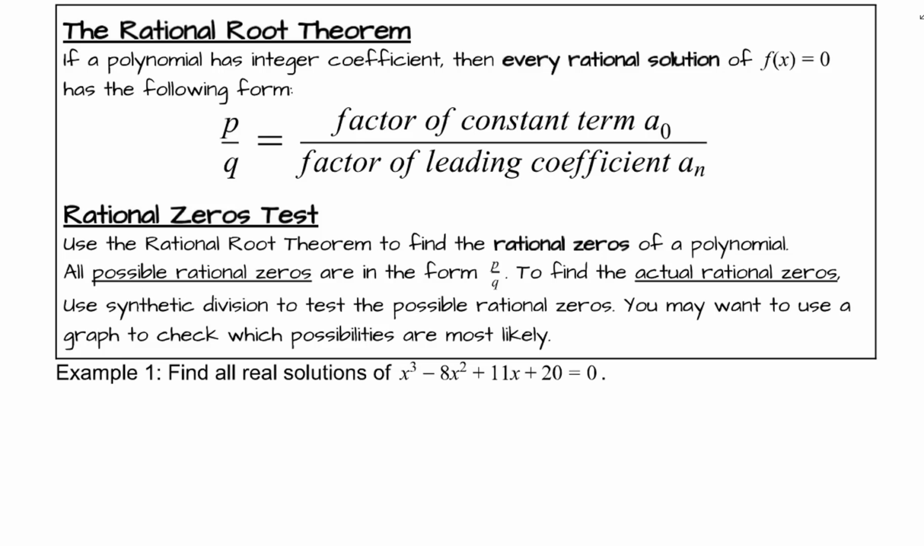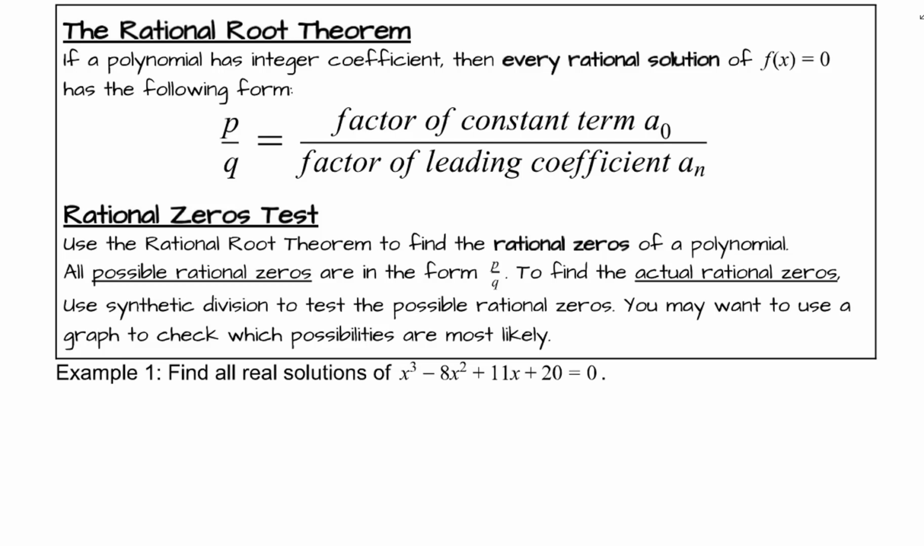If a polynomial has integer coefficients, then every rational solution of f of x equals 0 has the following form: p over q, where p is a factor of the constant term a sub 0, and q is a factor of the leading coefficient a sub n.